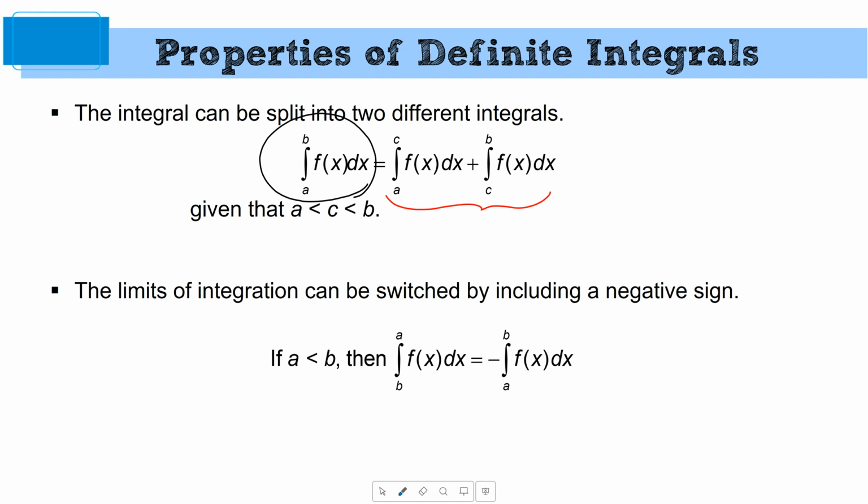If it's not, then you can switch it to put the bigger number on top. But when you put the bigger number on top, you have to put a minus sign in front of it. It's similar to vectors. If you go in one direction, you're going to have a positive value. If you come back the other direction, you have to put a minus sign in front of it.